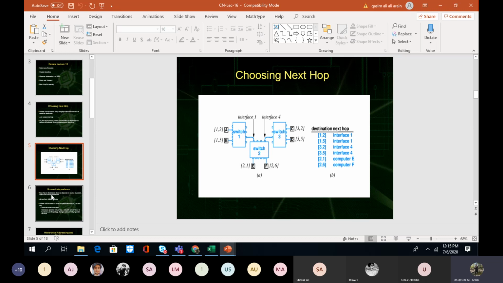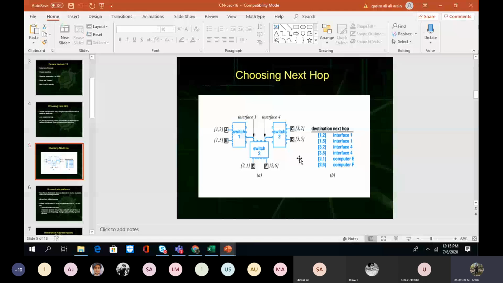So now if we want to reach 3,2, that is being connected with your packet switch 3, so what might be the next hop? Next hop would be interface 4. I mean from where your data is going out and would be received at the receiver's end. In the same way, if you want to reach 3,5 on this particular computer, your next hop again would be interface 4, and so on. Now this is clear to all of you guys?